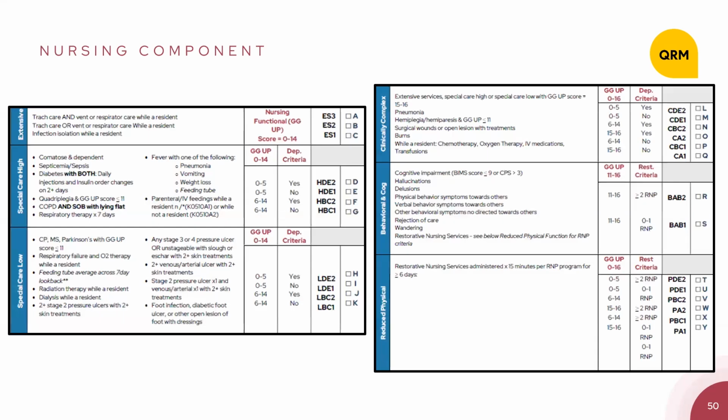So here again is that snapshot of the Buzz tool. You've got your trach care and your vent care. You've got your isolation and your extensive services. You've got your special care high, special care low, clinically complex, behavioral symptoms and cognitive patterns, and then your reduced physical function. On this Buzz tool, we have your GG scores or your function score that can be there, the depression criteria, yes or no, and then the restorative program. So it's all there in a quick snapshot for you.